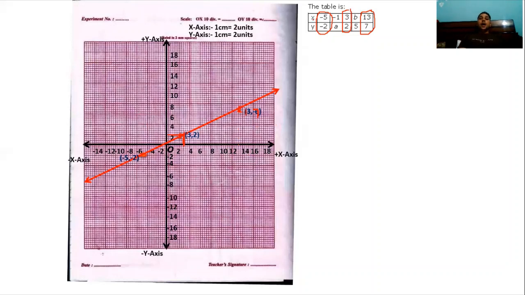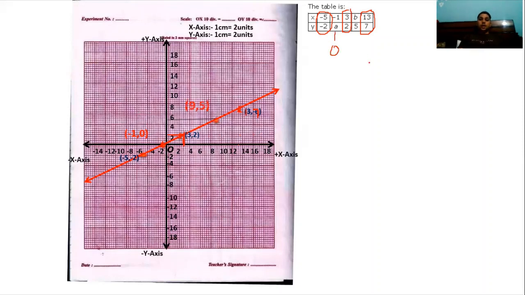Now look here, x is equal to minus 1. Check where x equal to minus 1 is. It is on this point, and for that the value of y is 0. So the first point is minus 1, 0. Corresponding to x equal to minus 1, what is a? The value of a is equal to 0.